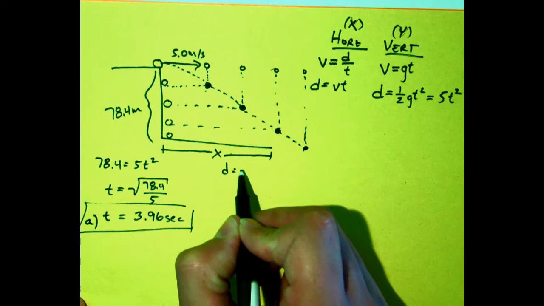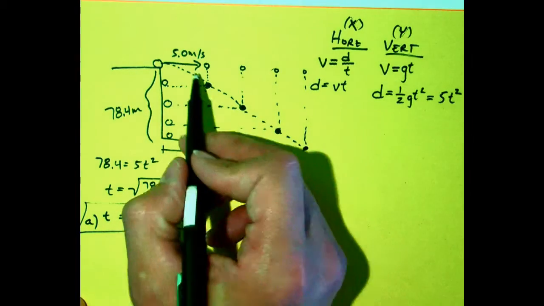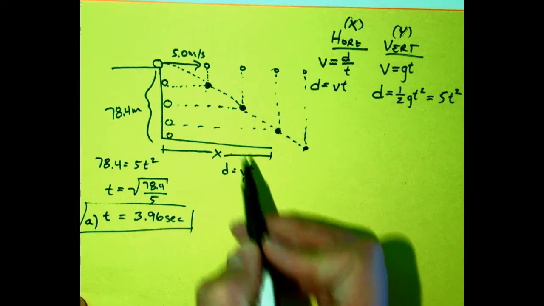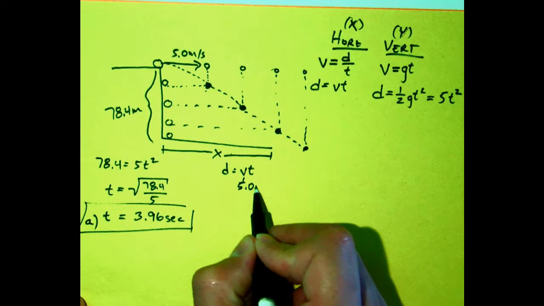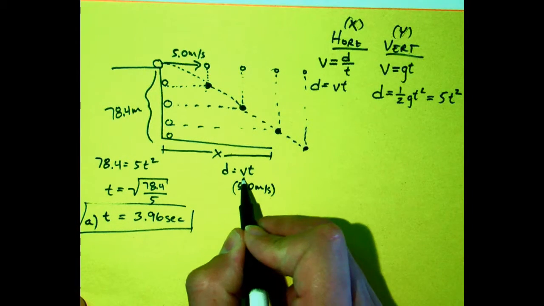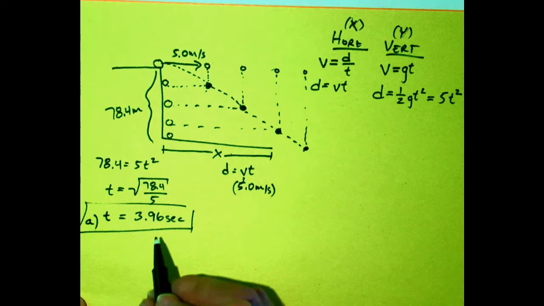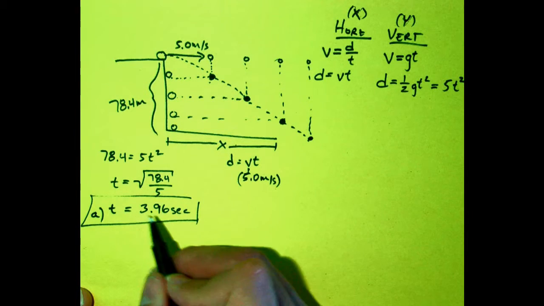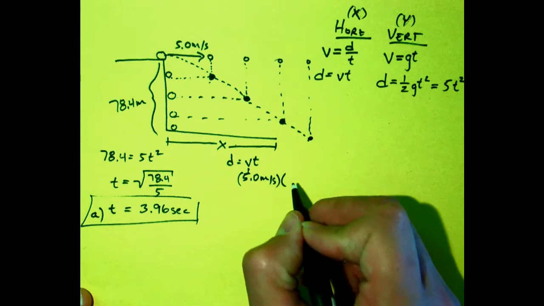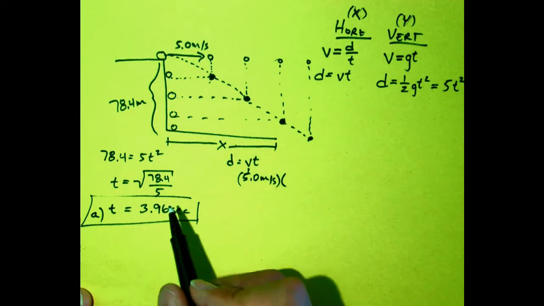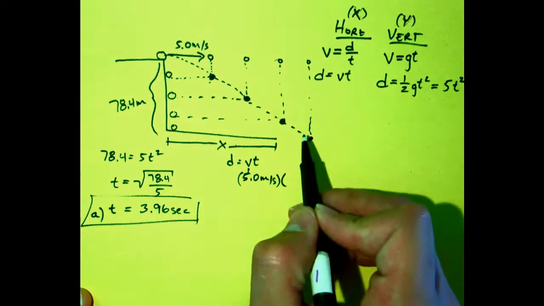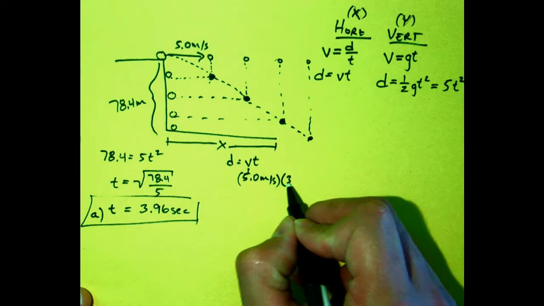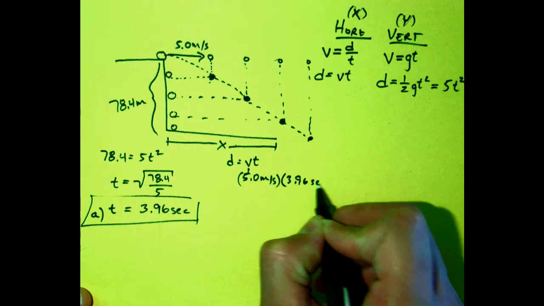So distance equals velocity times time. Do I have a horizontal velocity? Yeah, here's my horizontal velocity right here. So I go ahead and put the 5 meters per second in for velocity. And do I have a time? I do. I just solved for it. 3.96 is your time. Remember, the time is the thing that ties both of these together. The time it takes to go forward is the same amount of time that it takes to fall. So I put in 3.96 seconds.